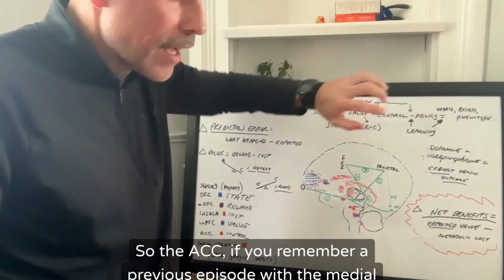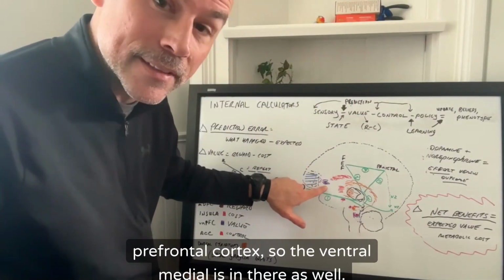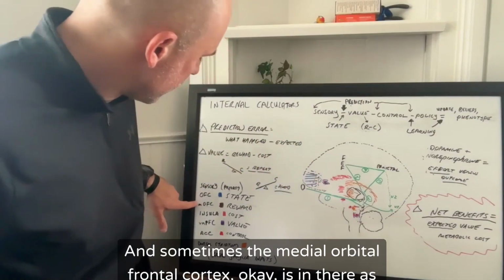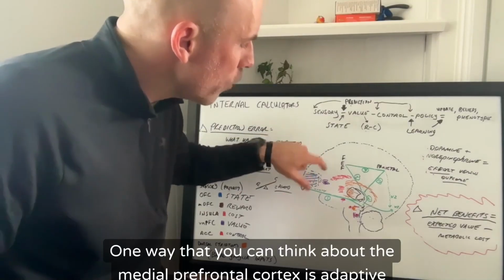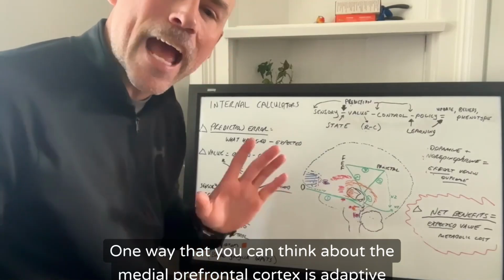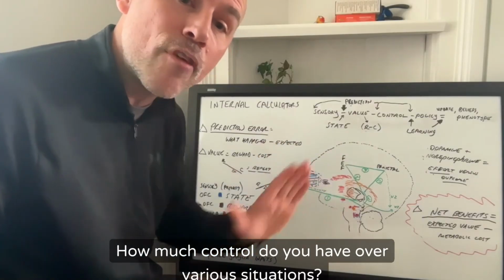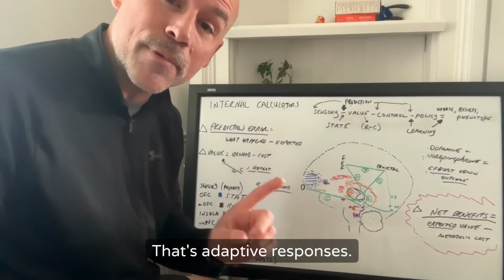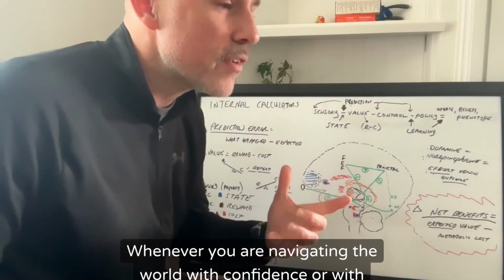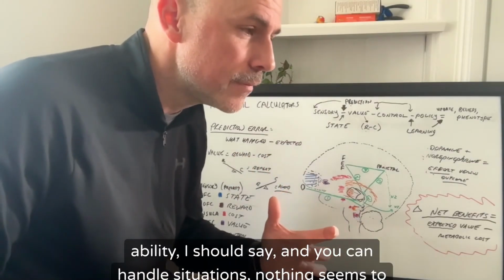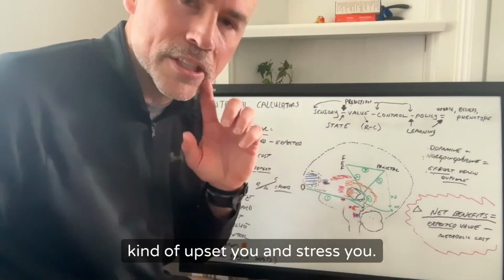So the ACC, if you remember a previous episode with the medial prefrontal cortex, the ventral medial is in there as well, and sometimes the medial orbital frontal cortex is in there as well. We map that out. One way that you can think about the medial prefrontal cortex is adaptive responses. How many skill sets do you have? How much control do you have over various situations? That's adaptive responses. Whenever you are navigating the world with confidence, or with ability I should say, and you can handle situations, nothing seems to upset you and stress you, okay?